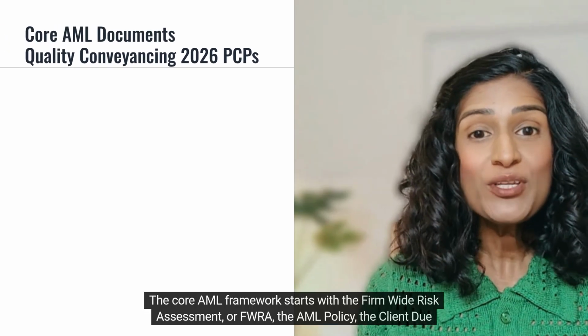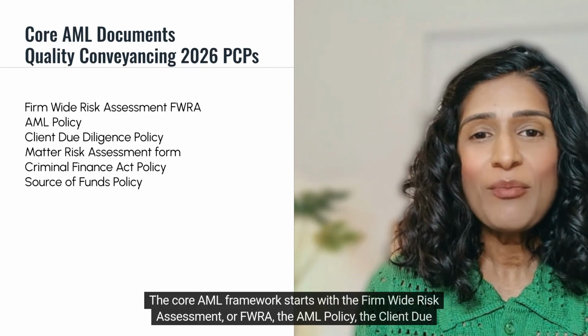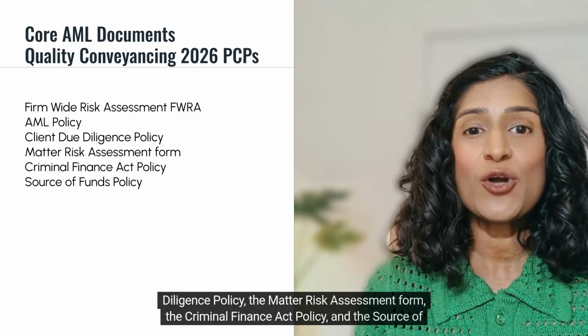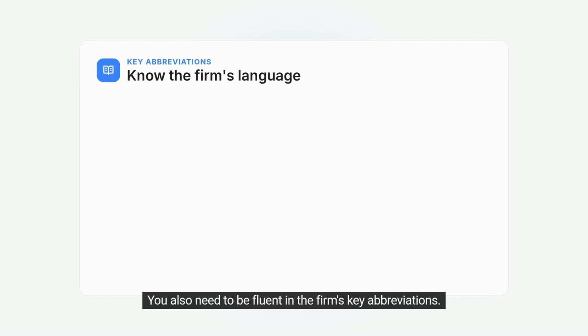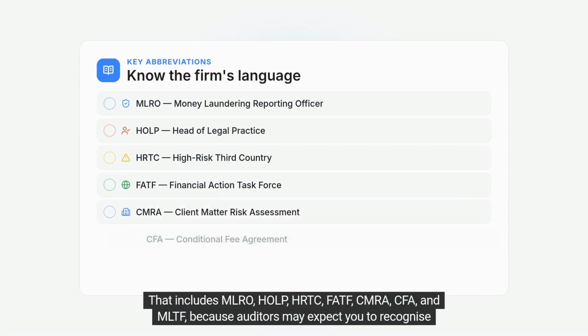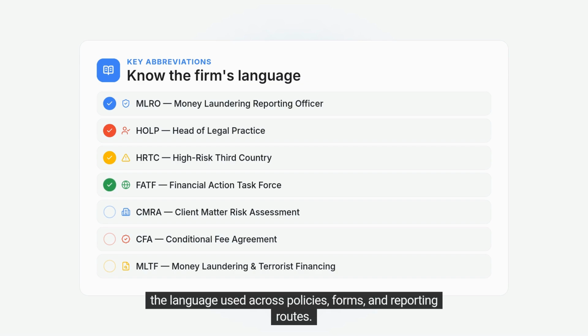The core AML framework starts with the firm-wide risk assessment, or FWRA, the AML policy, the client due diligence policy, the matter risk assessment form, the Criminal Finances Act policy, and the source of funds policy. You also need to be fluent in the firm's key abbreviations. That includes MLRO, HOLP, HRTC, FATF, CMRA, CFA, and MLTF, because auditors may expect you to recognize the language used across policies, forms, and reporting routes.